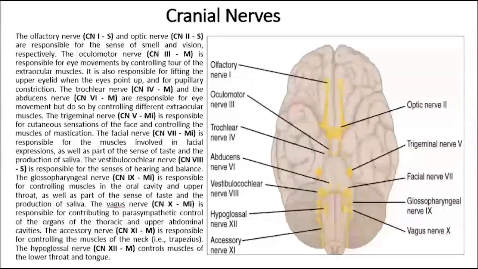So let's take a look at the cranial nerves. This is the midbrain, pons, and medulla oblongata. And you can see this line where you have the cranial nerves. We have a total of 12 cranial nerves. So the very first one is the olfactory nerve.